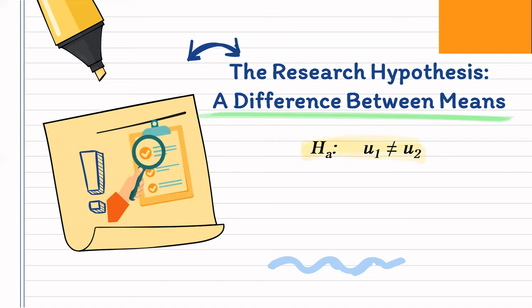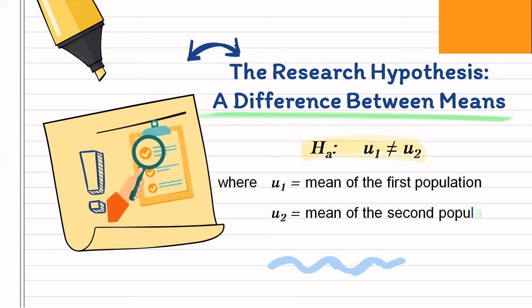The research hypothesis for mean differences is symbolized U sub 1 does not equal U sub 2, where U sub 1 is the mean of the first population and U sub 2 is the mean of the second population. Let's take a look at the examples of how the research hypothesis is being stated.